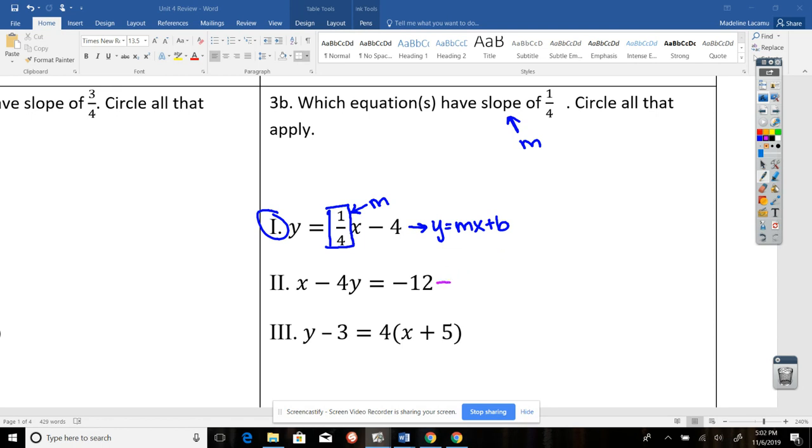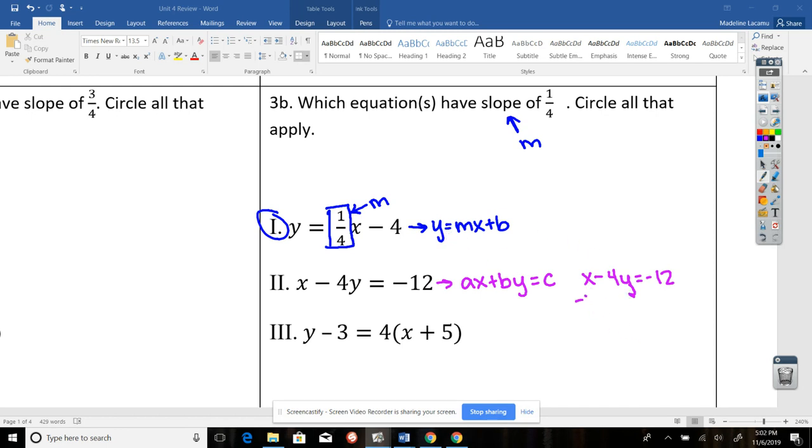The next one starts out in standard form, which is ax plus by equals c. And notice that this one does not have an m, so we are going to have to convert it to slope-intercept form so we can figure out what m equals. So we're going to start with x minus 4y equals -12.